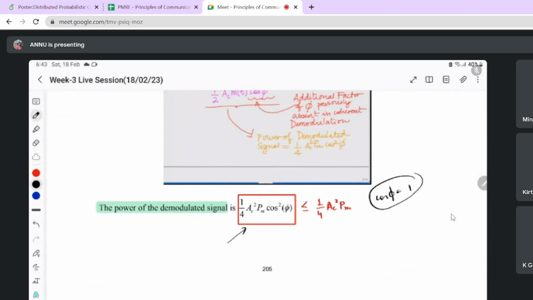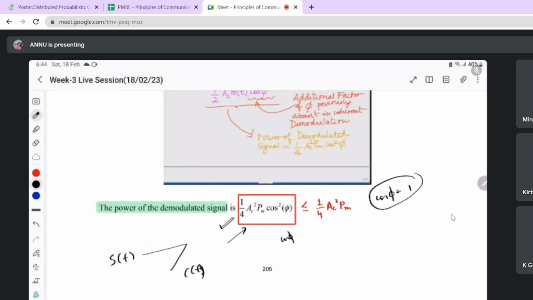For example, if the phase is increasing between S(t) and cos C(t), where C(t) is the carrier signal, how will it affect the power of the demodulated signal? You can see it is directly proportional to cos square phi. So if the phase between S(t) and C(t) is increasing, the power is decreasing. So you require a smaller phase difference between the demodulated signal and your carrier signal.